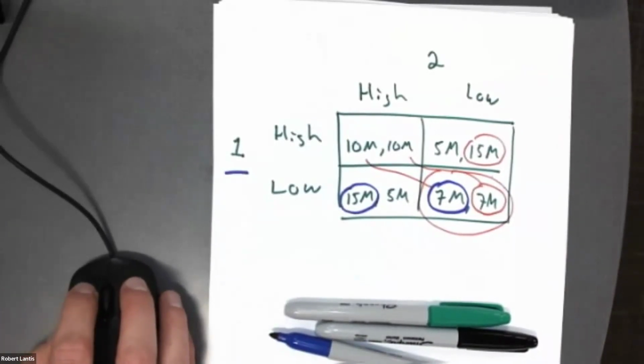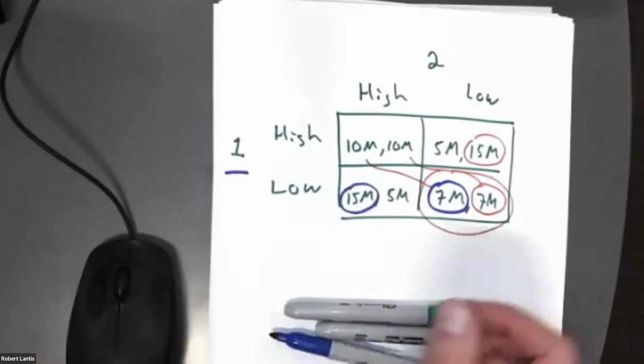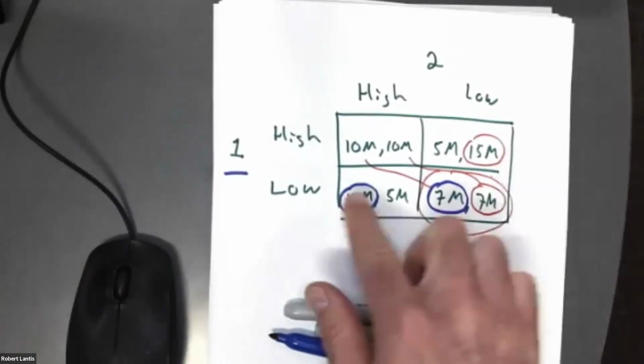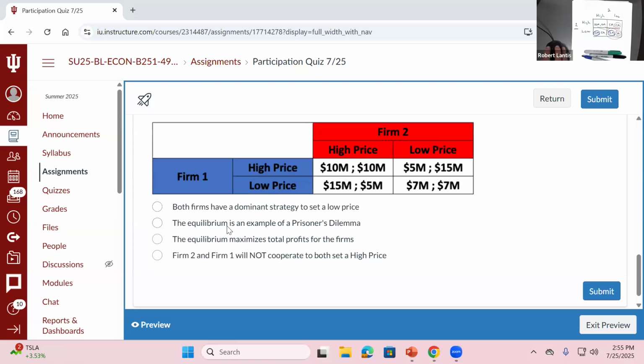So if we're thinking about which of the following is not true in that participation quiz example, well, they both had a dominant strategy. Firm 2 was always choosing a low price. Firm 1 was always choosing a low price. So they both have a dominant strategy. They won't cooperate and set a high price because the Nash equilibrium is for them both to set a low price. It's an example of a prisoner's dilemma because if they would both set a high price, they'd both be better off. The Nash equilibrium results in total profits being maximized? Well, no, total profits for the firms are actually lower, right? So that's going to be the one that's not true.